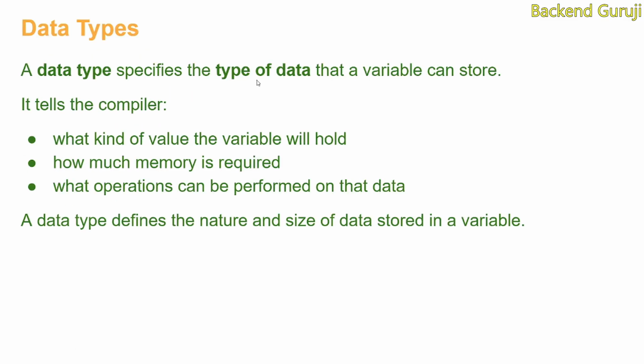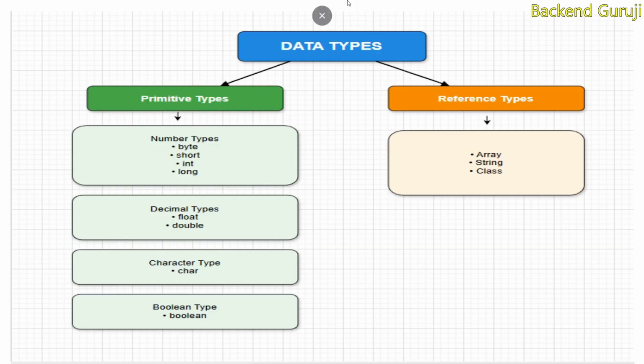Data types specify the type of data a variable can store. It tells the compiler what kind of value the variable will hold, how much memory is required, and what type of operation we need to do. A data type defines the nature and size of data stored in a variable. These data types are of two types: primitive data types and reference data types. Under primitive data types we have number types: byte, short, int, long. Decimal types are float, double; character type is char; boolean type is boolean. For reference types, array, string, and class are used.